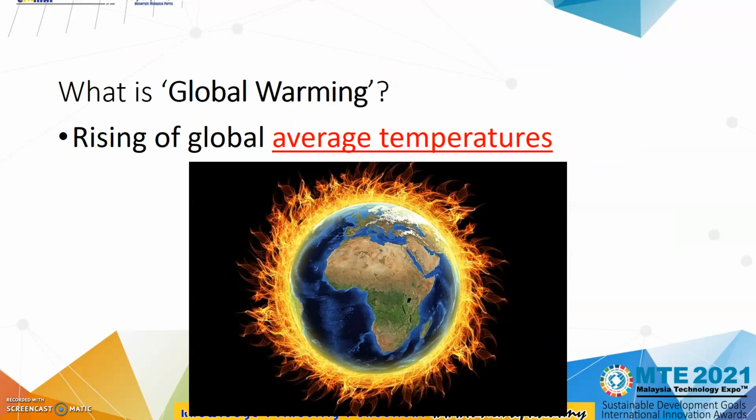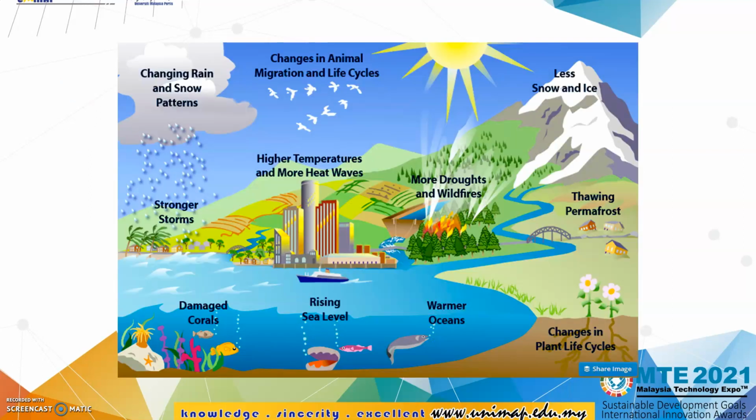So I would like to start with what is global warming. Global warming is the rising of global average temperatures. The obvious effects of global warming are higher temperatures, more heat waves and rising sea level. So global warming is a major concern among all the countries in the world at the moment.